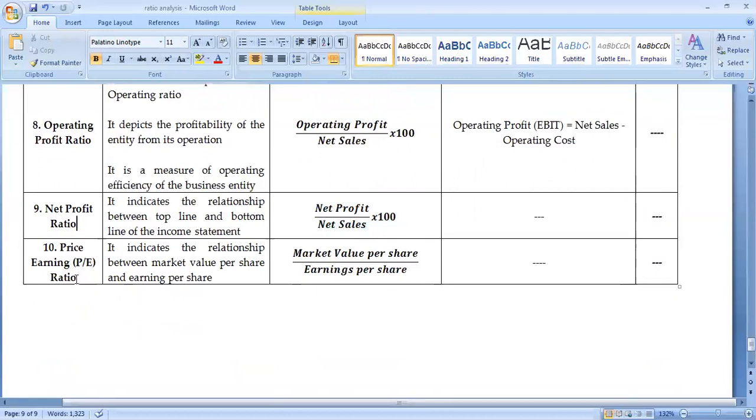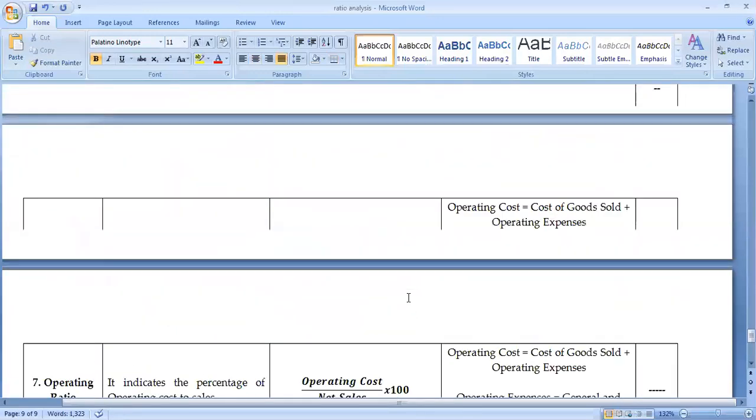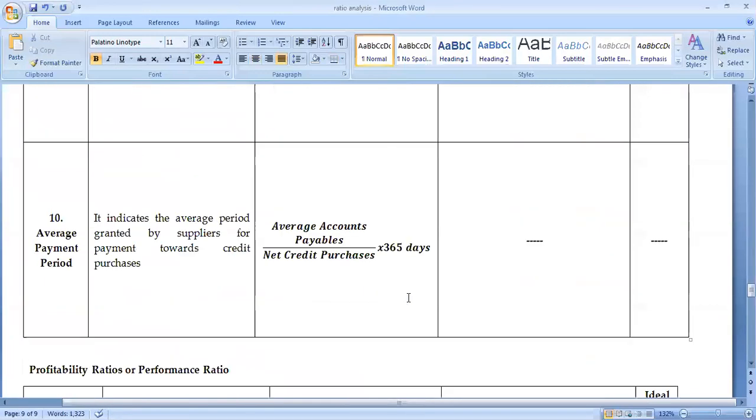Then the price earnings ratio is also very important. As the name price earnings indicates, it deals with the market value. It shows the relationship between the market value per share and the earnings per share. So the market price will be given and also the earnings per share will be given. Sometimes you need to calculate the earnings per share, sometimes the problem gives the earnings per share. Clear? So this is about the ratio analysis along with the formulas.